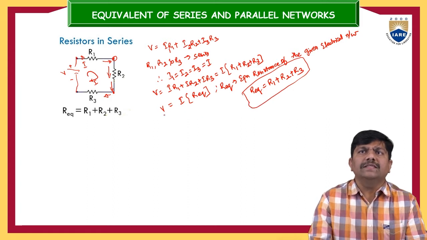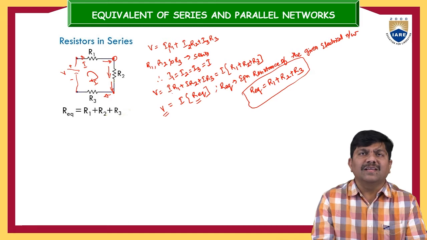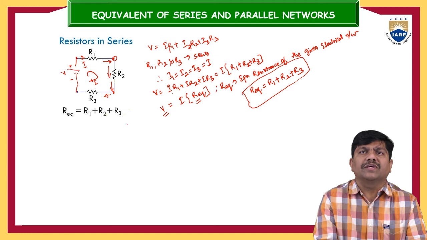See here, V is the total voltage supplied, and I is the total current driven by this voltage source. V and I are the resultant voltage and resultant current in the network. So resultant voltage is equal to resultant current into resultant resistance, as per Ohm's law, where the total resistance is R1 plus R2 plus R3. So as long as the resistors are connected in series, the equivalent resistance is the sum of the individual resistor values. So this is about the series configuration.